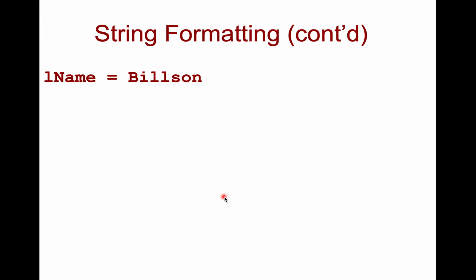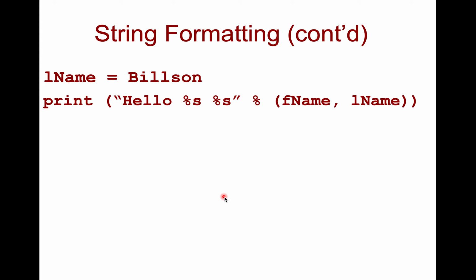Here's another variable, lname equals Bilson, lname standing for last name, okay? And what I'm showing you right here is that we can have more than one variable and more than one format specifier inside our print string. So in this case, the first %s right here gets replaced by this first variable, and this second %s gets replaced by this second variable.